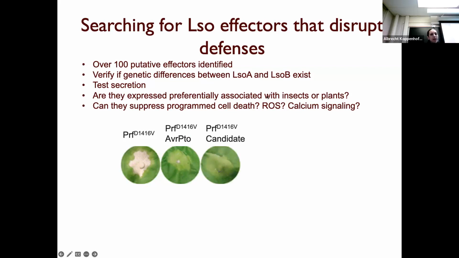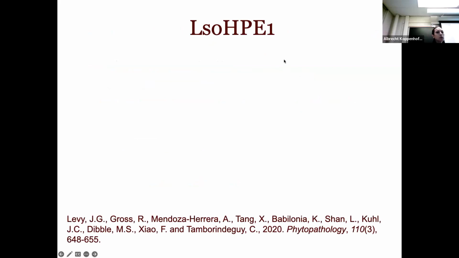We do have similar assays to find which ones can disrupt ROS and which ones can disrupt calcium. So we now have a list of candidates that can disrupt immunity. The next step is, how do they do so? We have tomato and psyllid yeast two-hybrid libraries that we screen with our effectors to try to identify the partners in the host, to see how these effectors function. I'm very quickly going to show you the results for the first effector that we characterized, which we call HPE1, hypothetical protein effector 1, because the majority of those effectors have no similarity to anything that is known, so they are all hypothetical proteins.